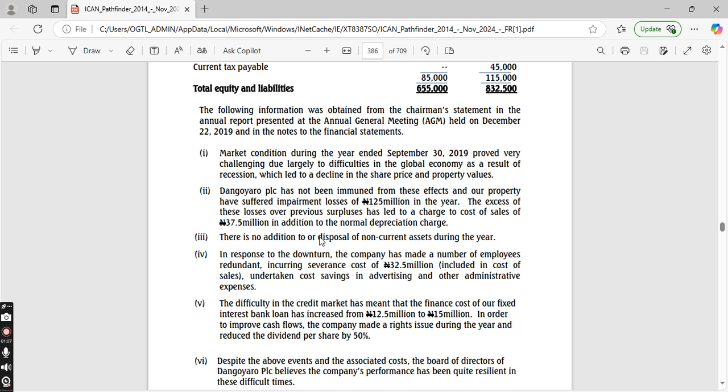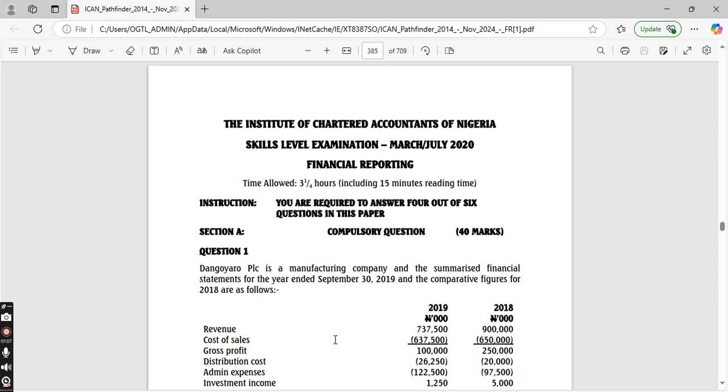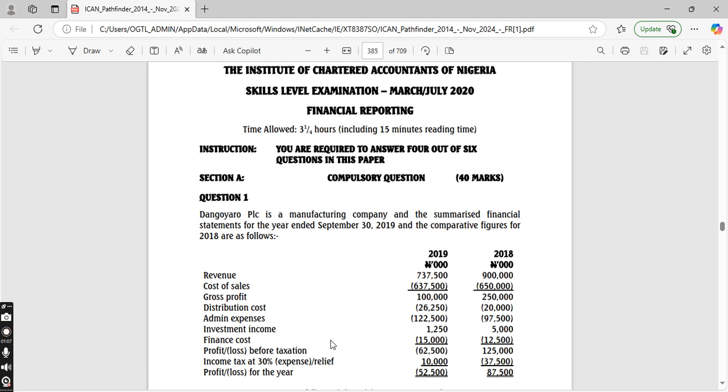What was the dividend paid? I think there is a formula now. How do we calculate dividend if it's not given? If there's dividend per share or something, we can use that. Are we given dividend per share? I doubt. So they didn't give us dividend per share, but they said we made a rights issue during the year and reduced our dividend per share. We should have a dividend per share in this question.